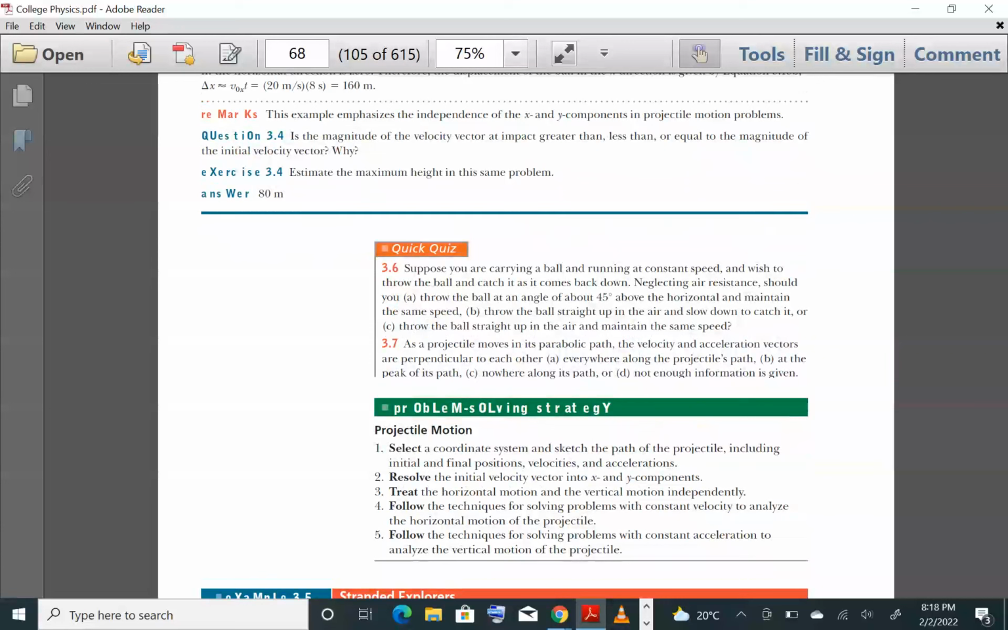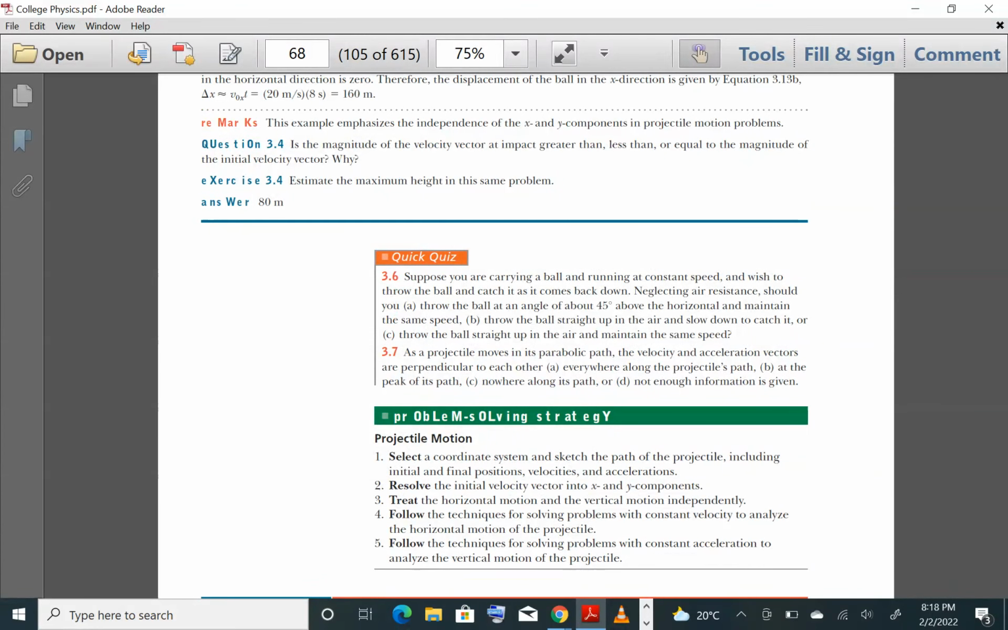So problem solving strategy, projectile motion. First things first, what you want to do is select a coordinate system. Remember, like I said, you're going to have the x axis and the y axis. So you need to know, okay, this question that I'm having, what's going to be my initial velocity in the y-axis, and how am I going to navigate myself around these things.